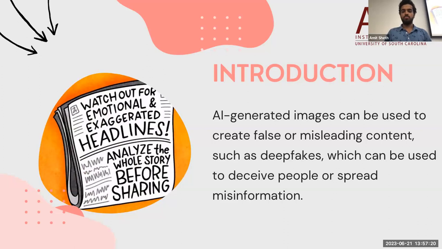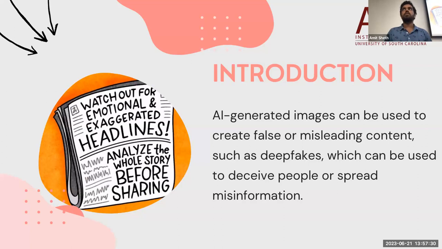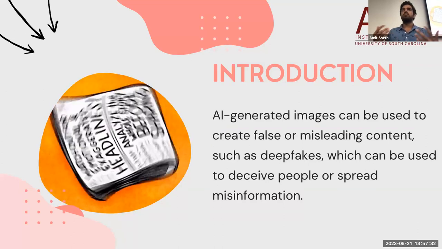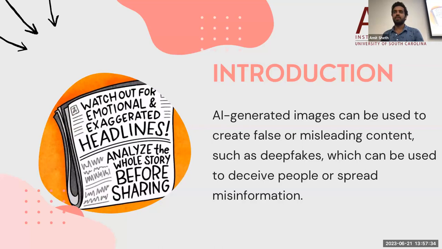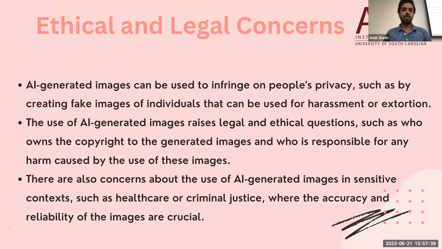As we've been talking about, AI generated images can be used to create false or misleading content, which we have already seen, like Trump being arrested, Putin being arrested, and Pope Francis going out somewhere in a fashionable way. All this we have seen. And what are the ethical and legal concerns that come with it? AI generated images can be used to infringe on people's privacy, such as by creating fake images of individuals that can be used for harassment or extortion.